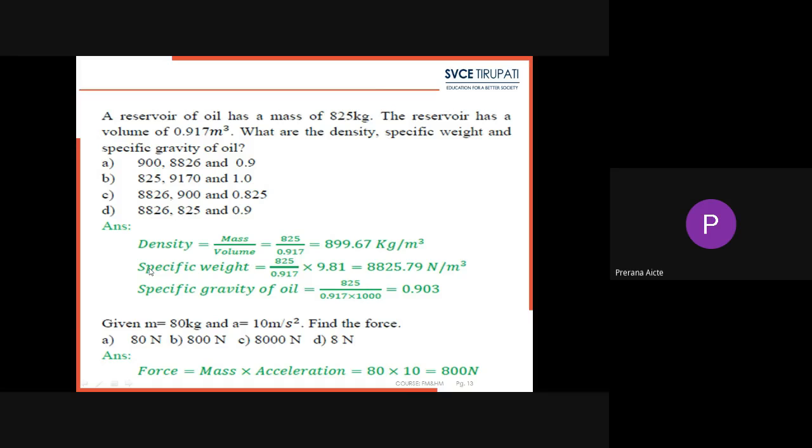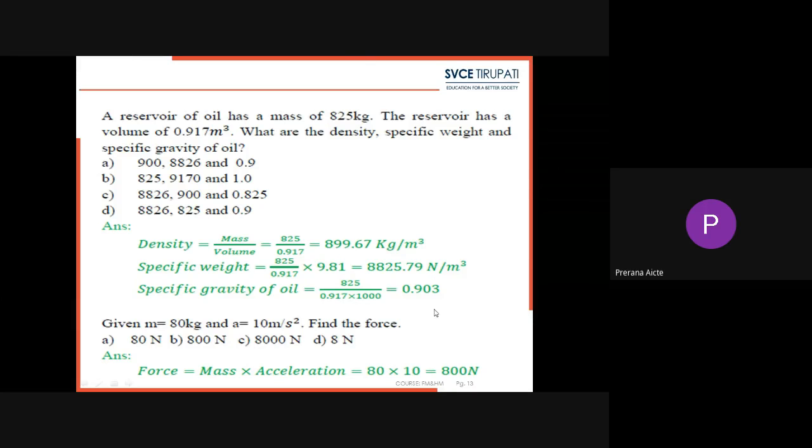Then another one, specific weight. So we know that specific weight is mass density into acceleration due to gravity. So we can write it as this value into acceleration due to gravity, that is 9.81. So substituting those values, we get the value as 8825.79 Newton per meter cube.